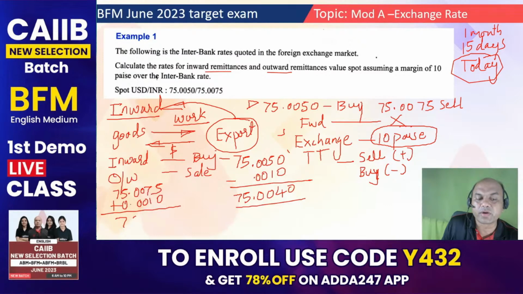So that will be my sell rate. So if I sell it, I'll be selling it higher. If I buy it, I'll be buying it lower. Okay. So got it, everyone?